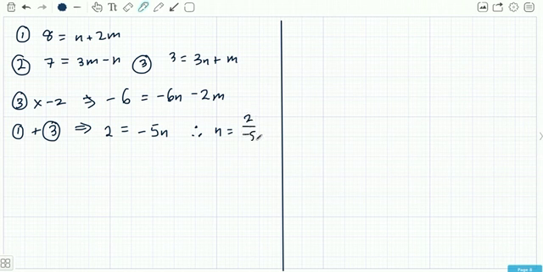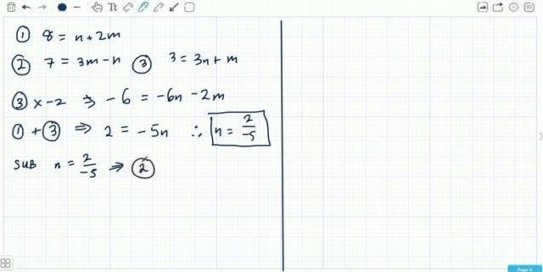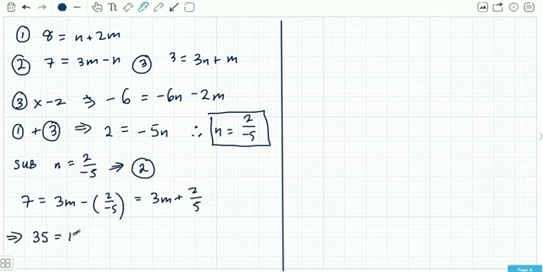Okay, then I can put that back into any of the equations here and try and figure out what m would have to be. I'll just put a bracket around there, sub n equals 2 on -5 into, let's put it into 2. So we have 7 equals 3m minus 2 on -5, which is 3m plus 2/5. Multiply everything by 5. 7 times 5 is 35. 15m plus 2. So we have 33 equals 15m. Therefore, m equals 33 on 15.